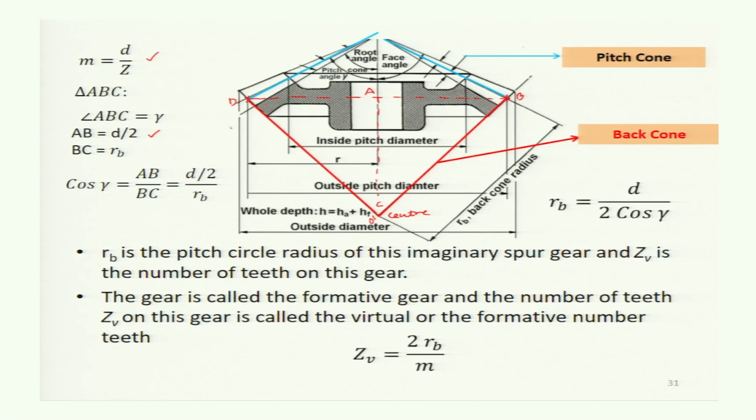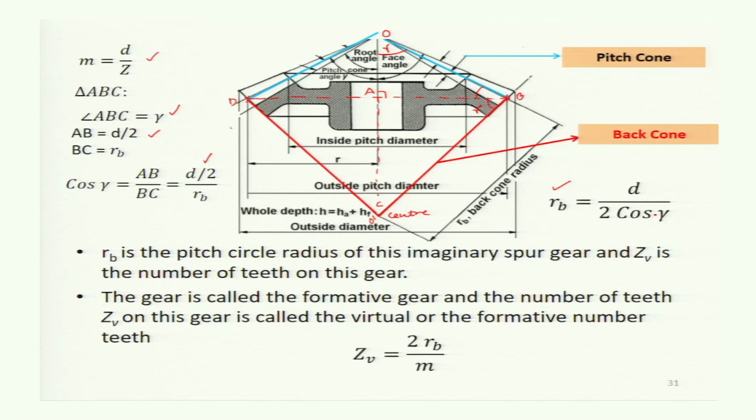And angle ABC is gamma. Why? Because this angle is gamma, the pitch angle, this is 90 degrees, here it is O, angle AOB is gamma, and so this angle is 90 minus gamma, so this angle is gamma. So angle ABC is gamma, AB is D divided by 2, and BC is RB. So cos of gamma can be determined from the triangle ABC, and that will be AB divided by BC. AB is D divided by 2, and BC is the pitch cone radius RB. So RB is given by D divided by 2 cos gamma.